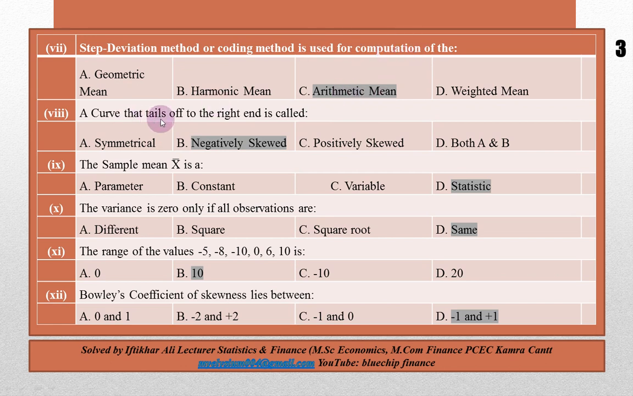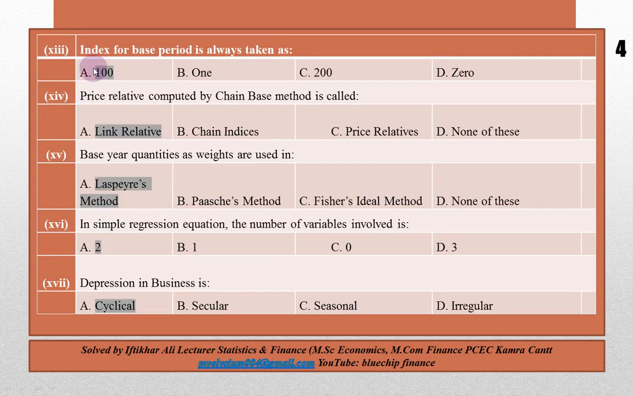A curve that tails to the right end is called positively skewed. The sample mean x bar is statistic. The variance is 0 only if all observations are same. The range of the values given here, correct option is 10. Bowley's coefficient of skewness lies between -1 and +1. Index for base period is always taken as 100.